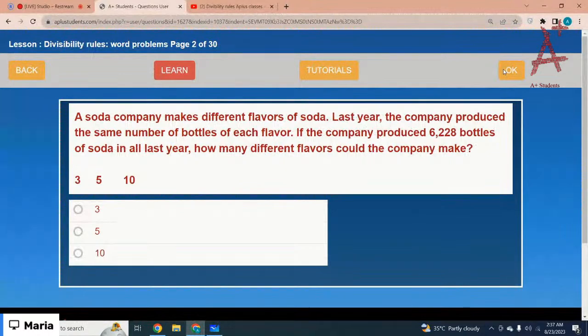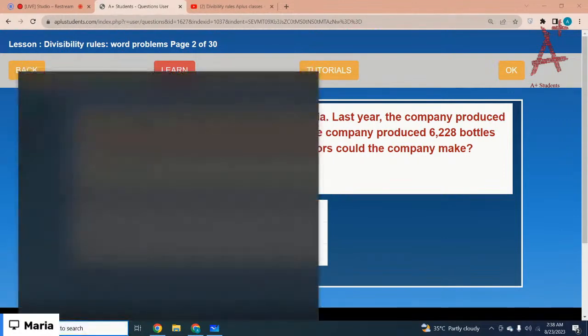A soda company makes different flavors of soda. Last year, the company produced the same number of bottles of each flavor. If the company produced 6,228 bottles of soda in all year, how many different flavors could the company make? So that is 6,228. The options given are 3, 5, and 10. You have to see which option is the correct one.